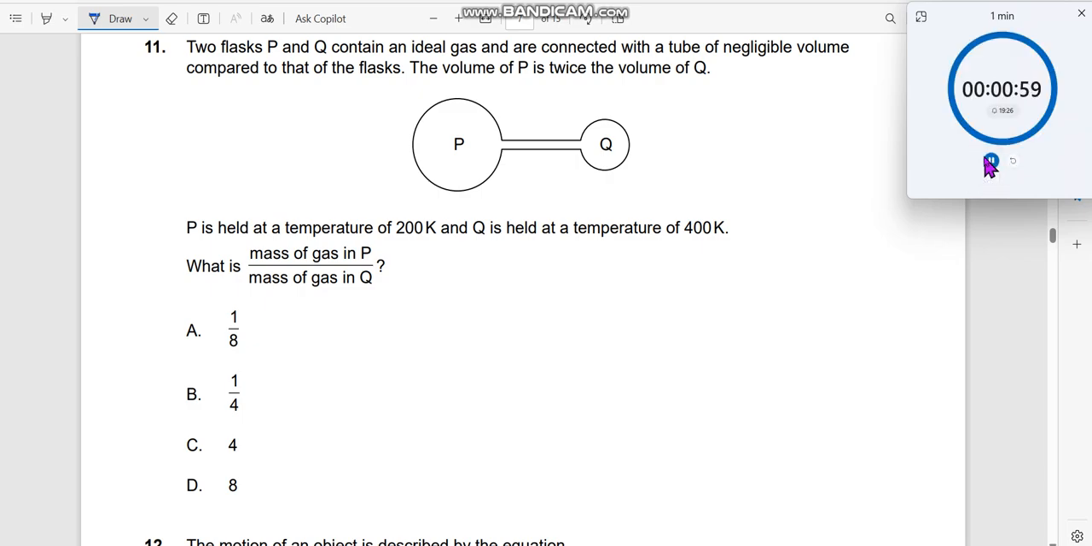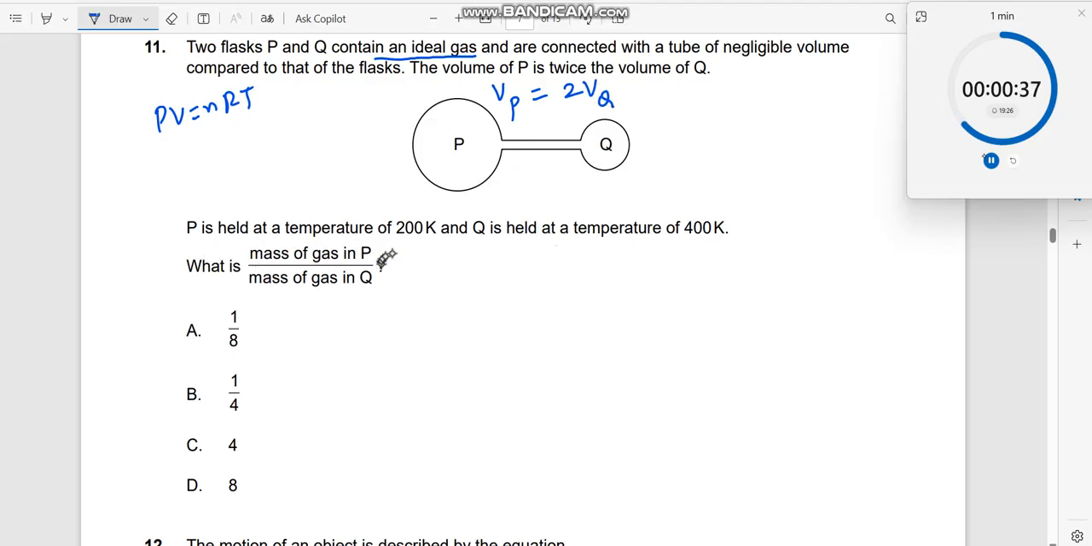Question number 11. Two flasks P and Q contain an ideal gas. Once again, ideal gas. What do you mean by ideal gas? PV is equal to nRT can be used. And they are connected with a tube of negligible volume. This volume is negligible. The volume of P is twice the volume of Q. Volume of P is equal to twice the volume of Q.